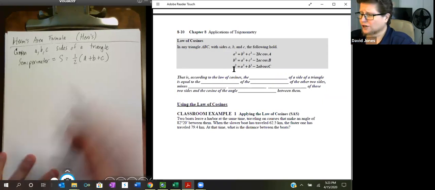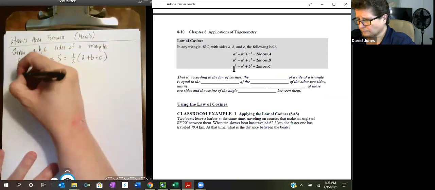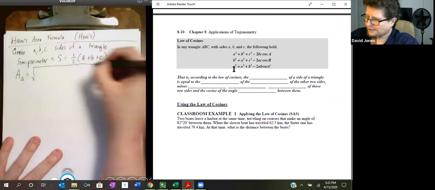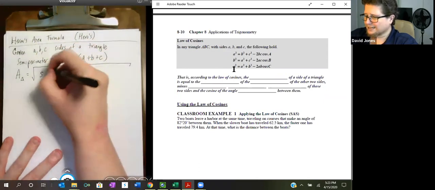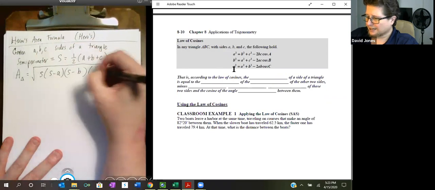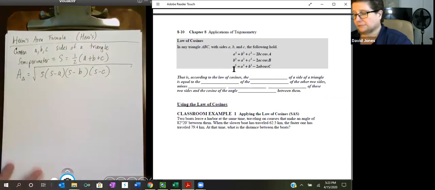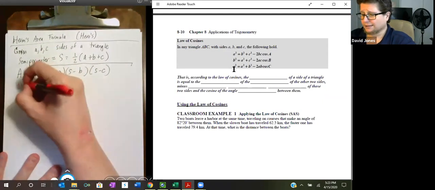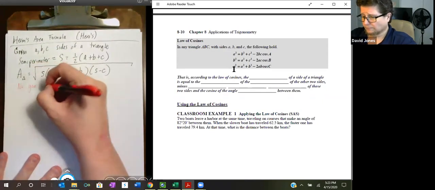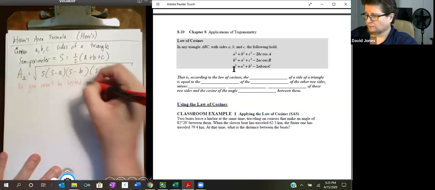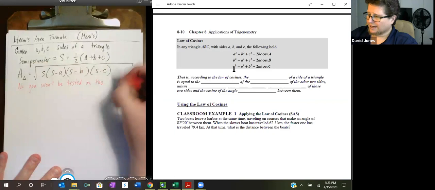Then the area of the triangle is given by this. It's the square root of S times S minus A times S minus B times S minus C. No, you won't be tested on this at all. It's just neat.